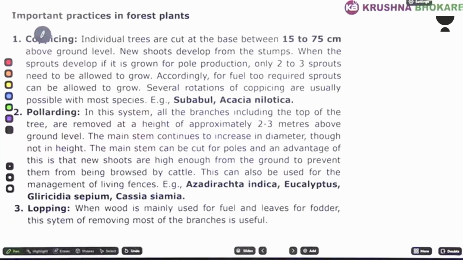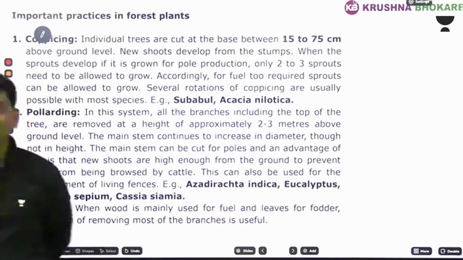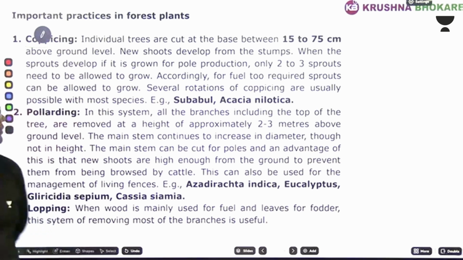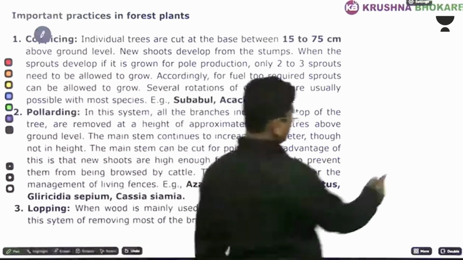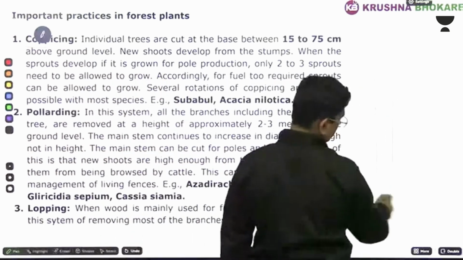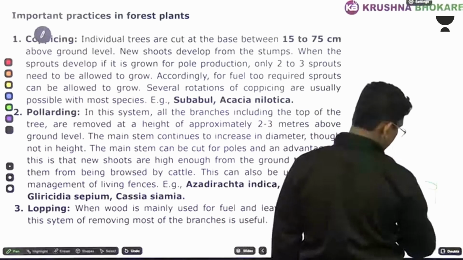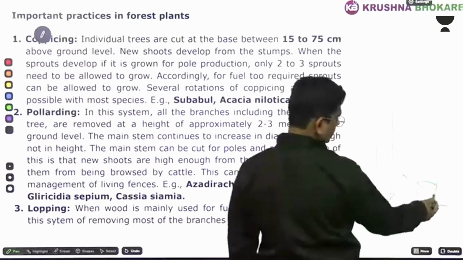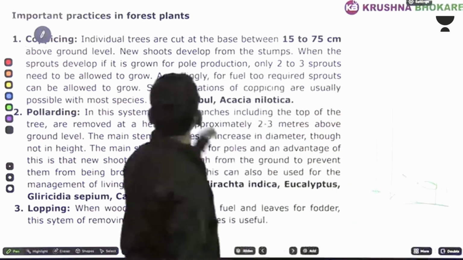Then important practices in forest plants. There are some practices we will see. Coppicing: individual trees are cut at the base between 15 to 75 centimeters above the ground. What does coppicing mean? Let's say this is a bigger tree. So how are we doing it? This is cutting at what height? 15 to 75 centimeters.